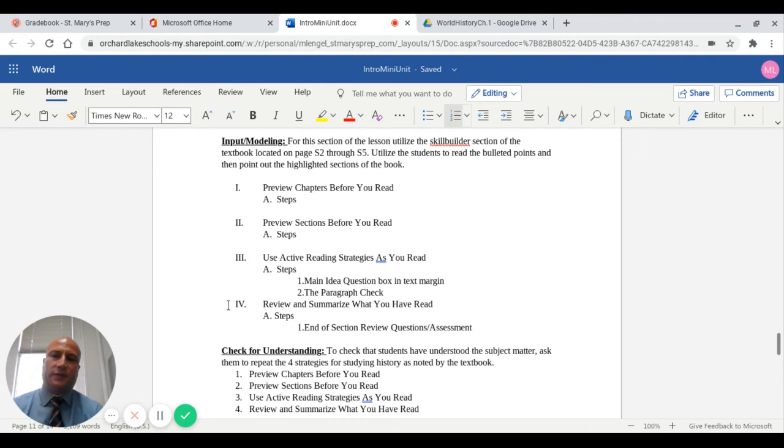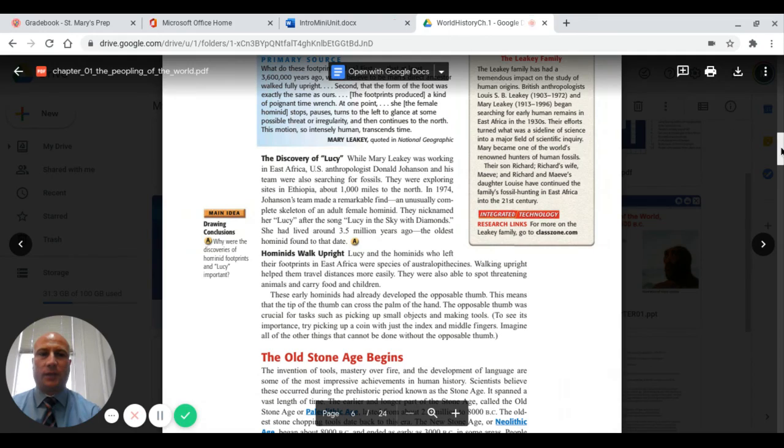Finally, for the purposes of today's lesson, at the end of a section, when you're done reading, you want to review and summarize what you've read. Here's my basic suggestion in step number 1 to do that. Utilize your textbook. It has an end of section review question and assessment section there that you can utilize. I'm going to show you that so you can get a visual example.